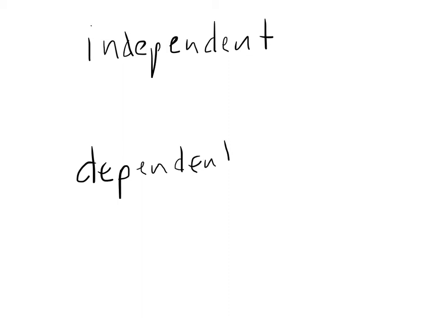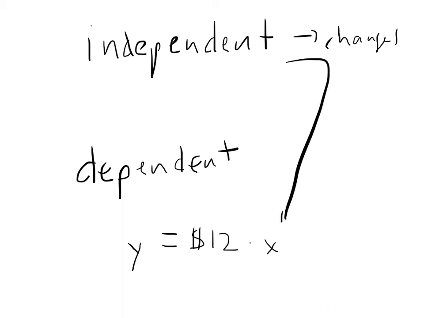Alright, your book goes on to talk about independent and then dependent variables. The independent one is the one that changes. So like in the equation, dollars per hour. Let's say I'm making $12 per hour at my job and I'm going to work X hours, so I'll get paid Y.